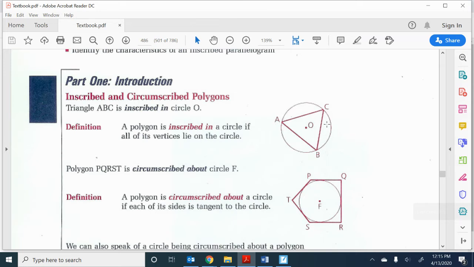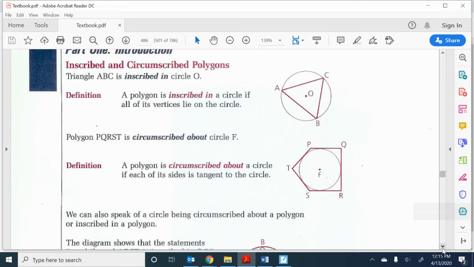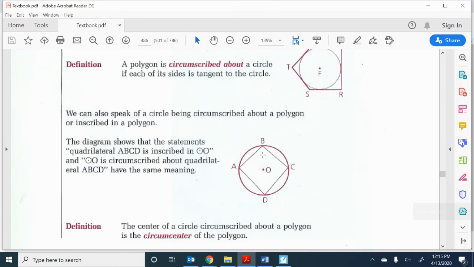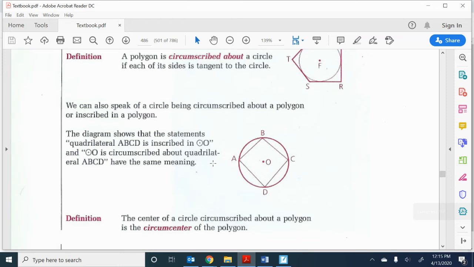So circum means around, and in means inside, and the scribed comes from the Latin scribo, which means to write, or I write. Okay, so here we have a pentagon that is circumscribed about the circle, and that means that each of the sides are tangent to the circle. And we can say that the circle is inscribed in the pentagon. Okay, that's what this part here is saying.